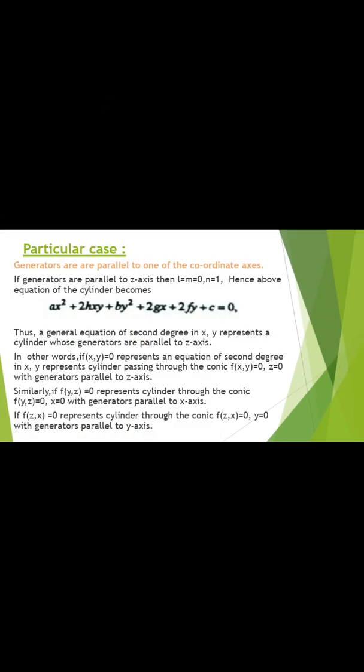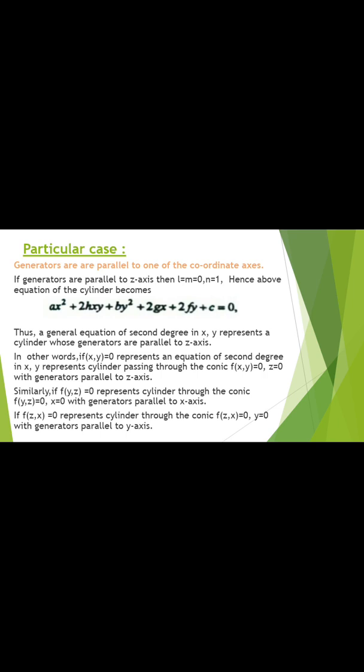There is a particular case in which generators are parallel to one of the coordinate axes. If generators are parallel to the z axis, then l = 0, m = 0, so n = 1. Hence the above equation of the cylinder becomes ax² + 2hxy + by² + 2gx + 2fy + c = 0. Thus a general equation of second degree in x, y represents a cylinder whose generators are parallel to the z axis.